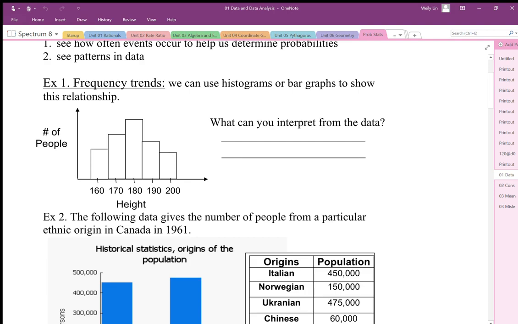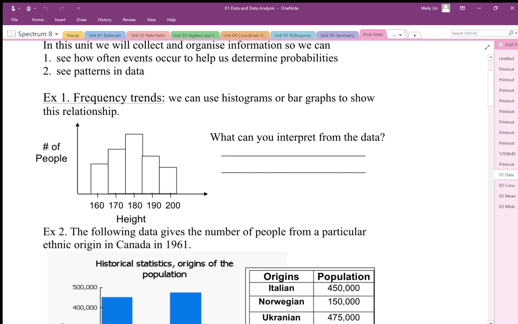We can look at frequency trends, okay, and these bar graphs, or what we call histograms, are a way to show relationships. So in this case here, the y-axis represents the number of people. The x-axis represents the heights of people. So we have bars representing people of heights of 160 centimeters, 170, 180, 190, 200. So we have a few here, lots here.